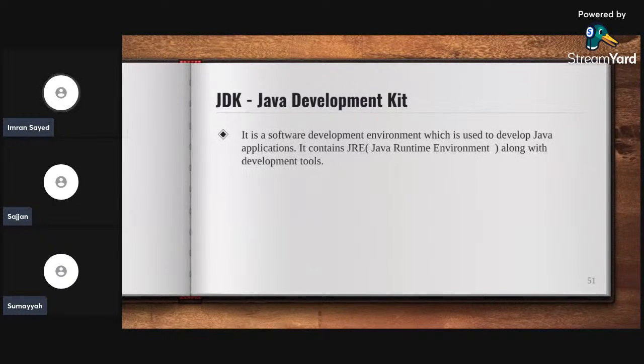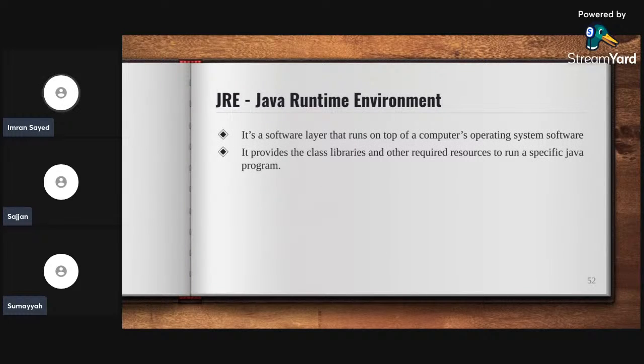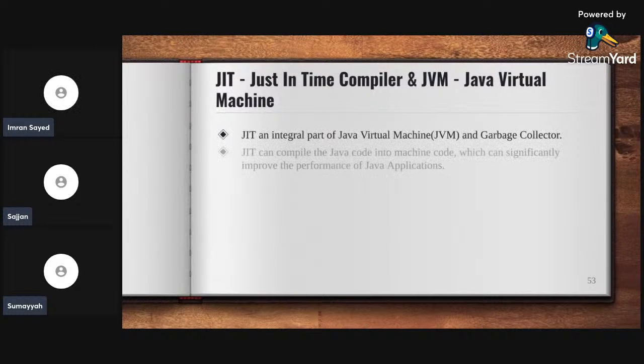Okay, so JDK is a software development environment for developing Java applications. JRE is a software layer that provides class libraries and other required resources. JIT is an integral part of the Java Virtual Machine, along with the garbage collector. It compiles Java code into machine code.